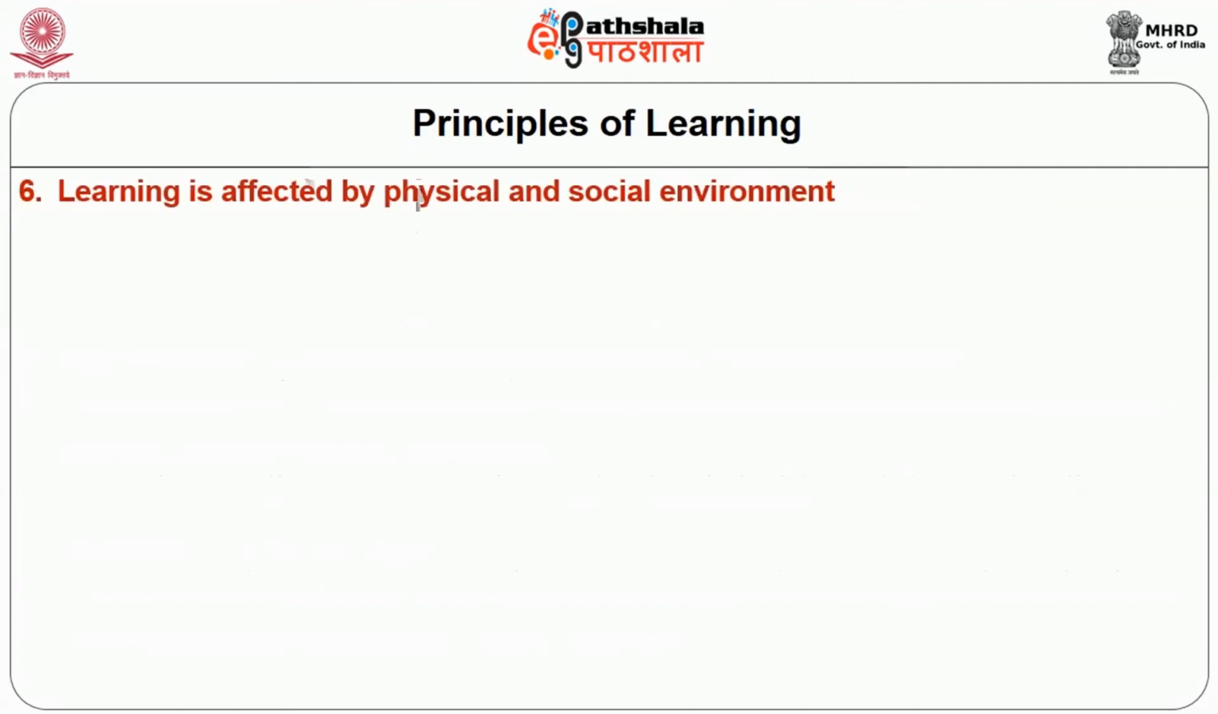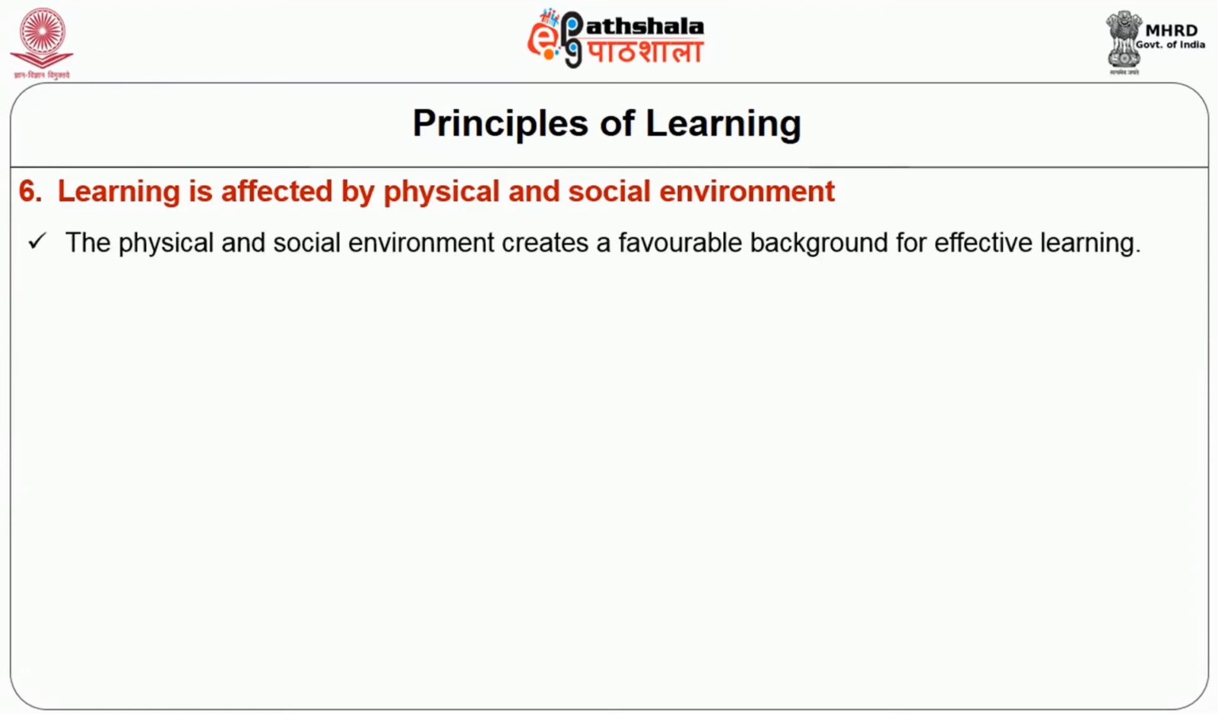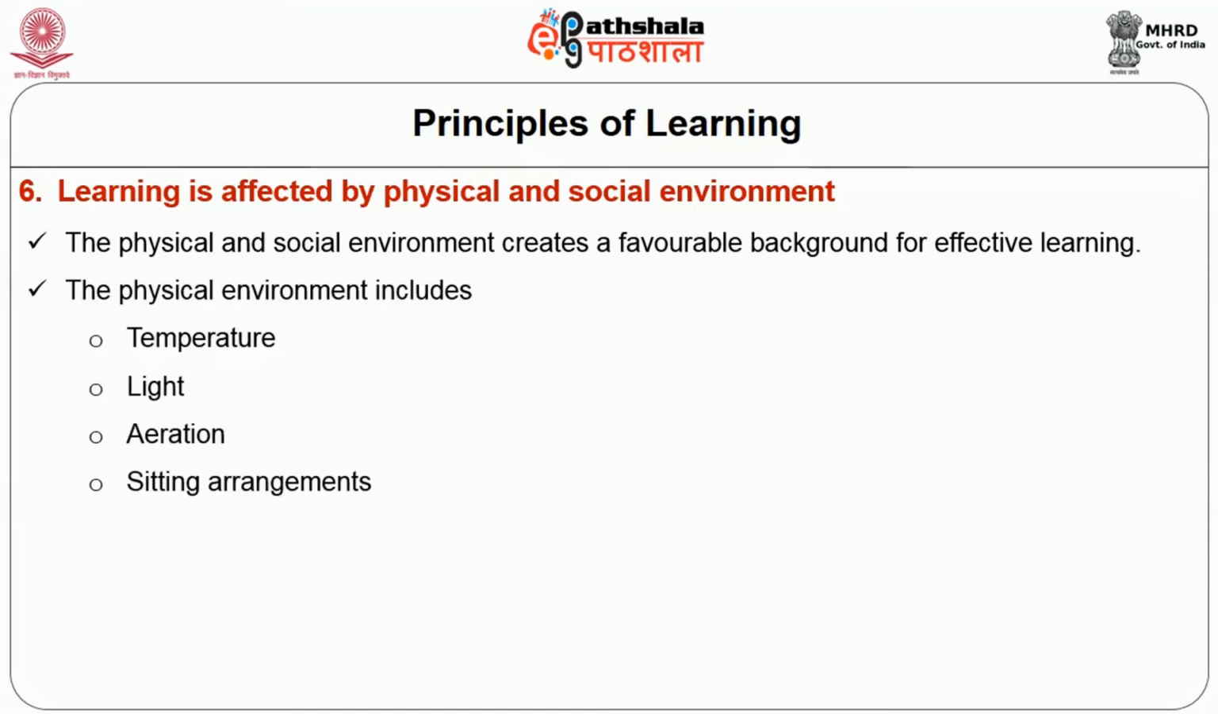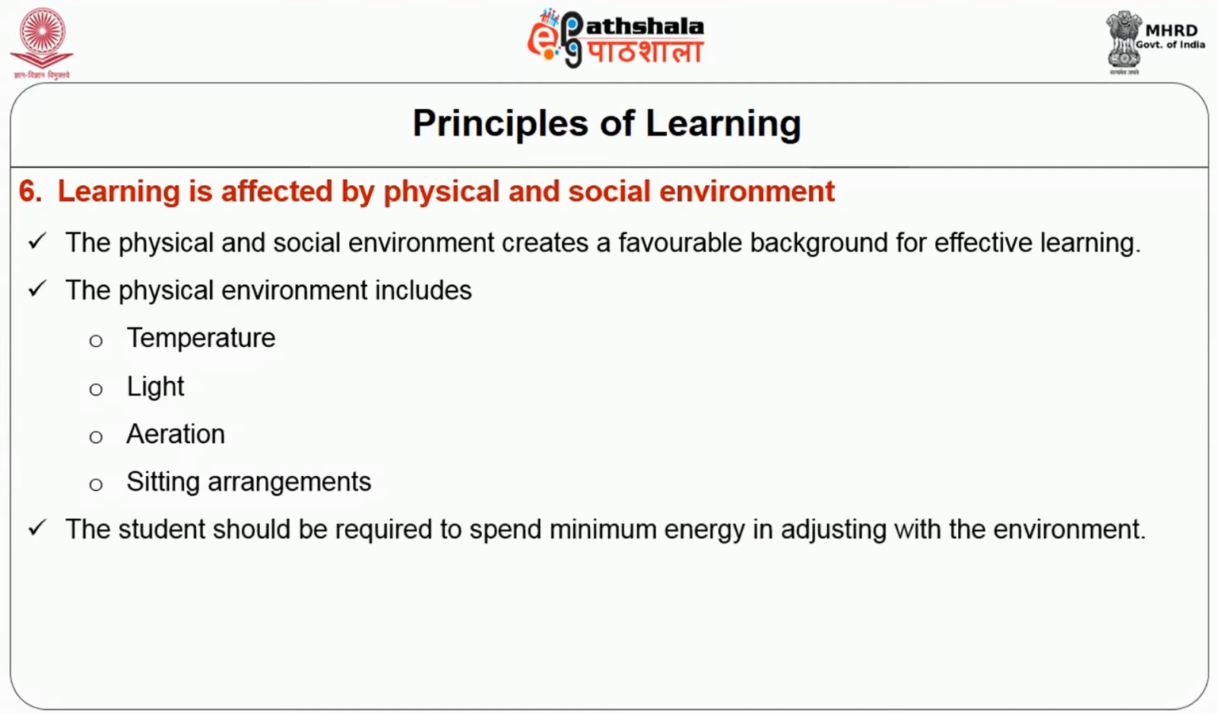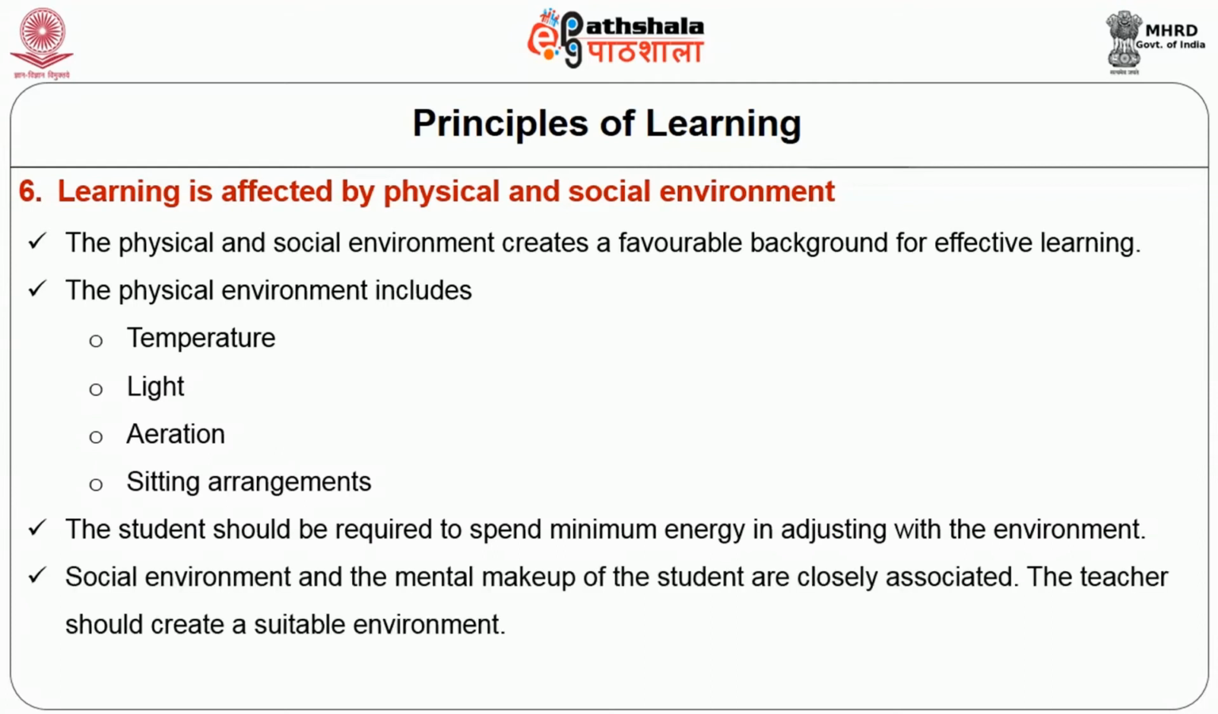The next principle is: learning is affected by physical and social environment. The physical and social environment creates a favorable background for effective learning. The physical environment includes temperature, light, aeration, and sitting arrangements. The students should be required to spend minimum energy in adjusting to the environment. Social environment and the mental makeup of the students are closely associated. The teacher should create a suitable environment.